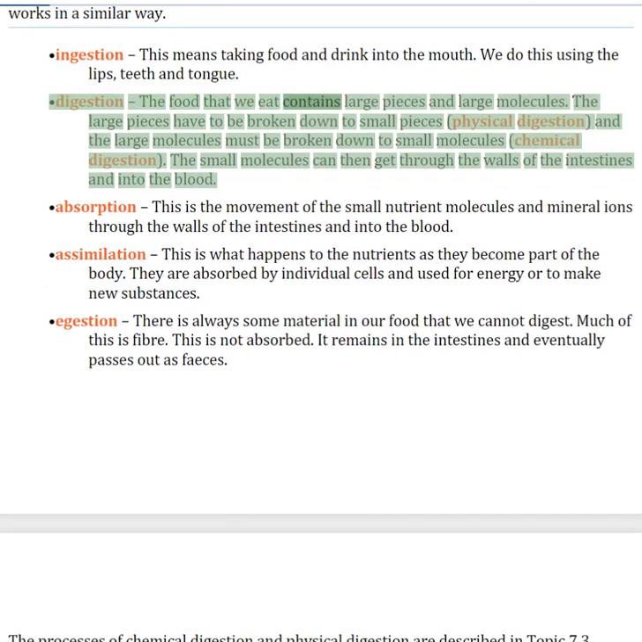Digestion, the food that we eat contains large pieces and large molecules. The large pieces have to be broken down to small pieces, and the large molecules must be broken down to small molecules. The small molecules can then get through the walls of the intestines and into the blood.